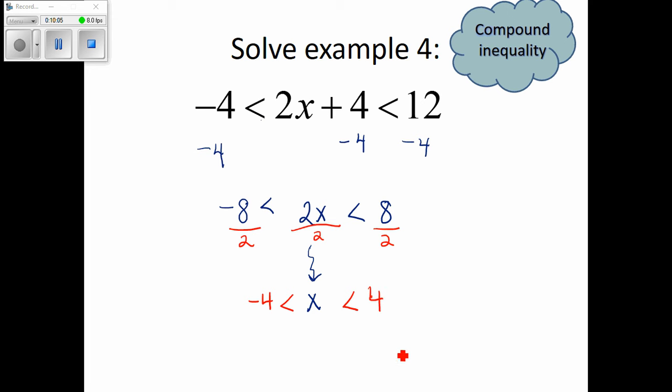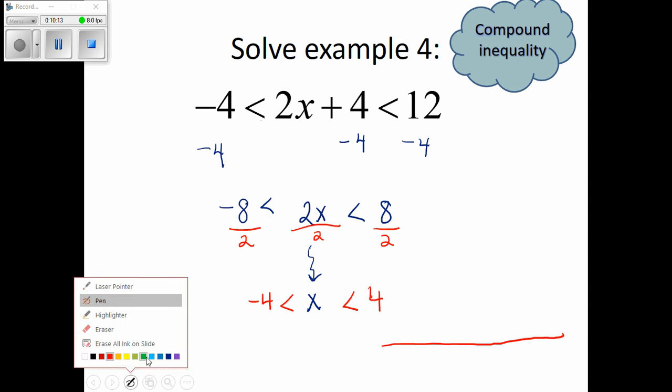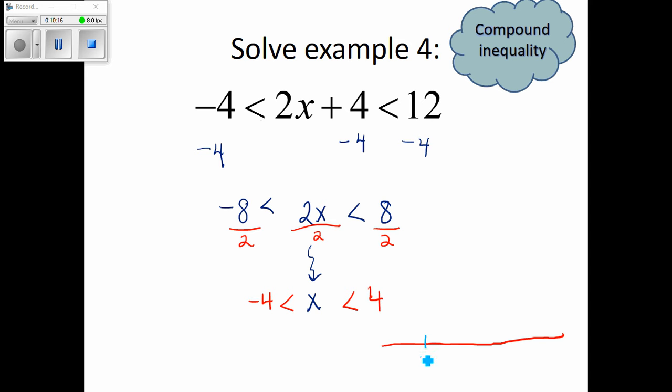All right, so now we are going to draw this on a number line to show all of our solutions. Okay, so where's negative 4? Roughly here. This is 0. This is 4. Open circles because they're not equal to. If they had the little equal to, then we'd have closed in circles. This says x is between negative 4 and 4. So all the solutions that would make this true would be everything between negative 4 and 4. Okay?